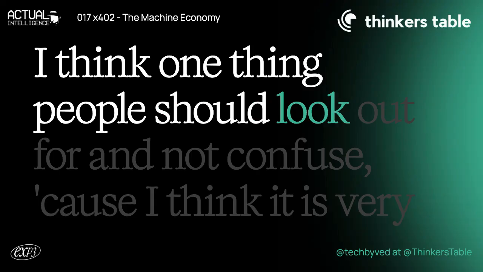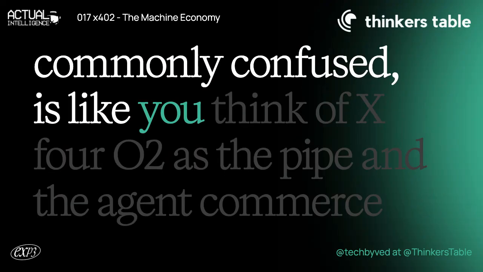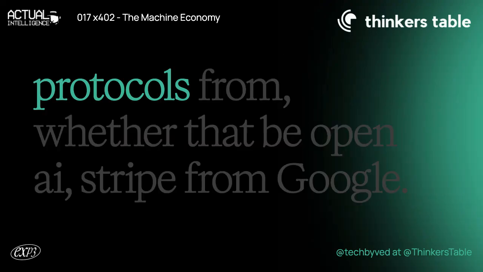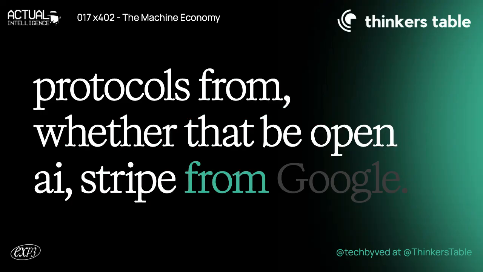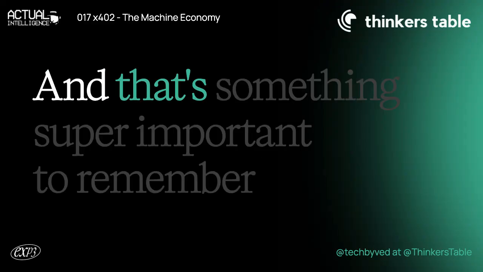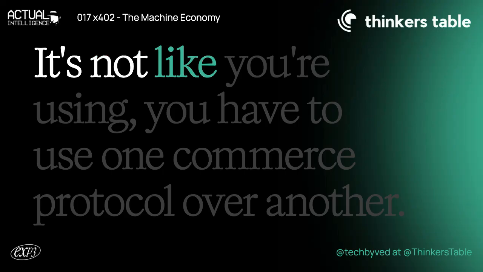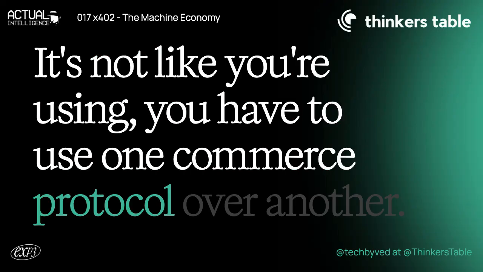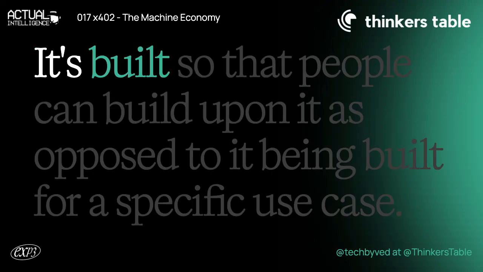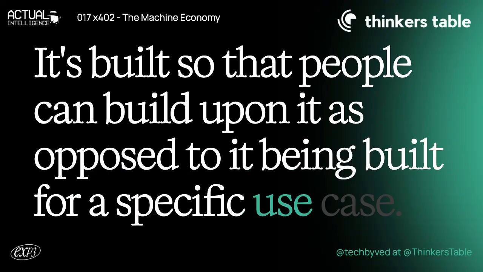I think one thing people should look out for and not confuse, because I think it is very commonly confused, is you think of x402 as the pipe, and the agentic commerce protocols from OpenAI, Stripe, or Google as the plumbing. That's super important to remember because x402 can be interchanged. You don't have to use one commerce protocol over another. It is an open standard, built so that people can build upon it as opposed to it being built for a specific use case. I think that's the main thing.